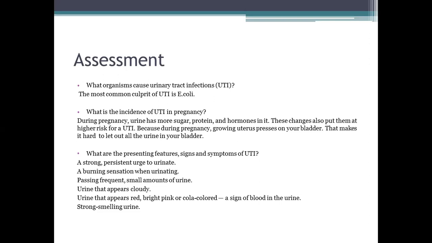Other than that, the signs and symptoms are: a strong persistent urge to urinate, a burning sensation while urinating, passing frequent small amounts of urine, urine that appears cloudy, and urine that appears red, bright colored, or cola colored. These are the signs of blood in the urine, and strong smelling urine is also a symptom of UTI.